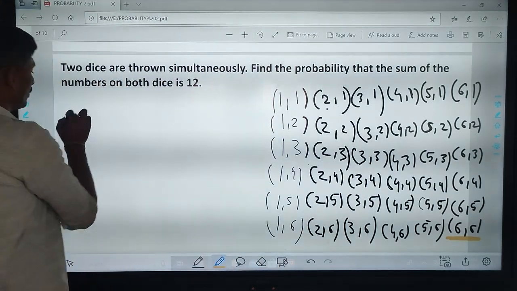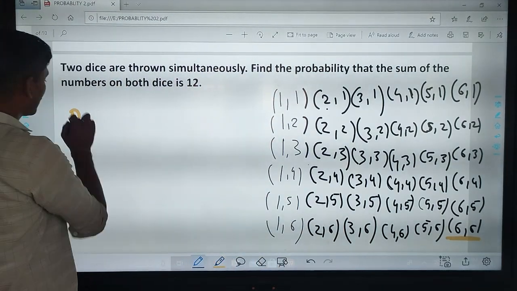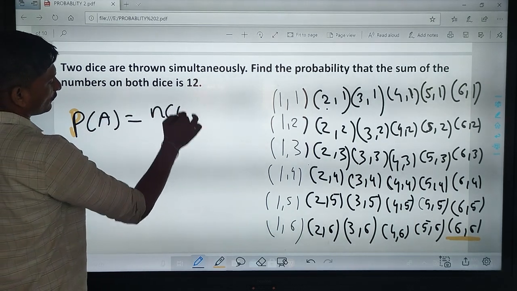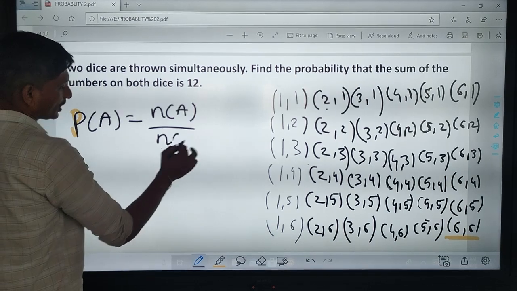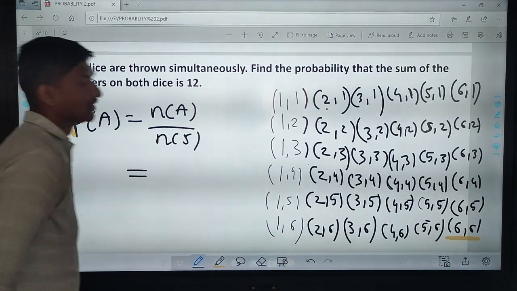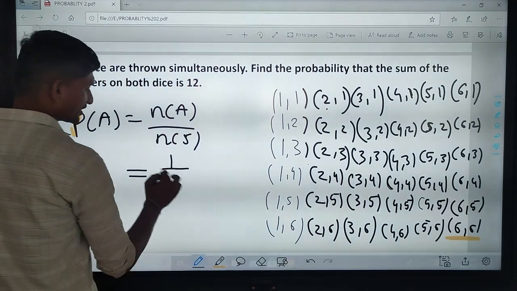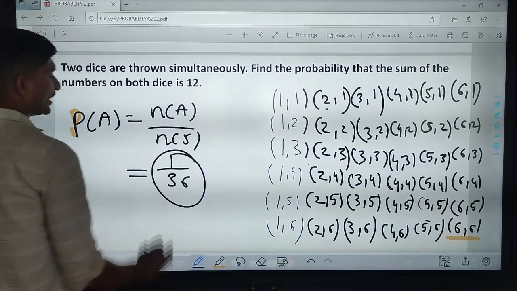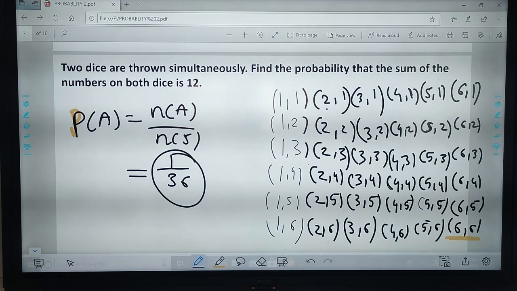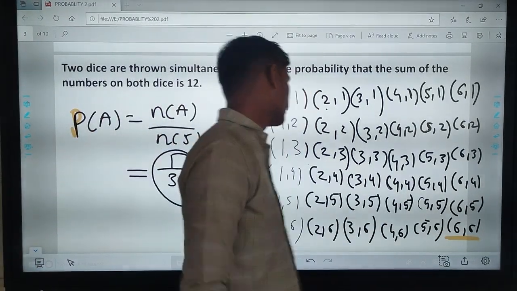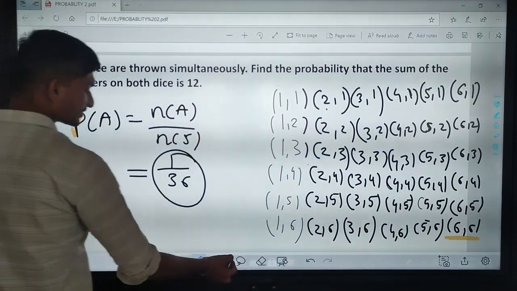Then P of A, probability of A, is equal to n of A divided by n of S. The number of samples of that event is 1, and n of S is equal to 36. Then your answer is 1 by 36. The sum of both numbers is 12 in only 1 case. Now next.